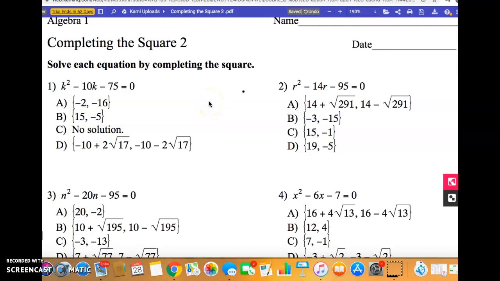Hi, Haley. So this is the worksheet from Monday, from yesterday, and I'll walk you through these piece by piece and try and clear up some of the confusion.